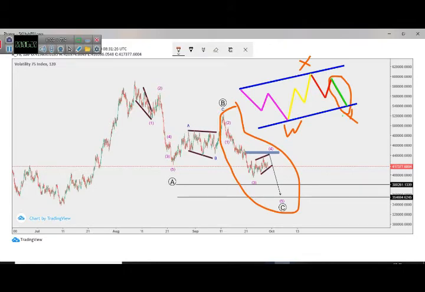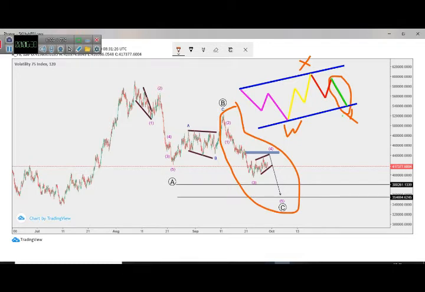So this is what we're going to be having, a 3, 3, 3, or you call it a double three with the yellow wave here as the connector. This is a wave X, the yellow. We've got an A, B, C to make a W, then we've got an A, B, C to make an X, we've got an A, B, C to make a Y.